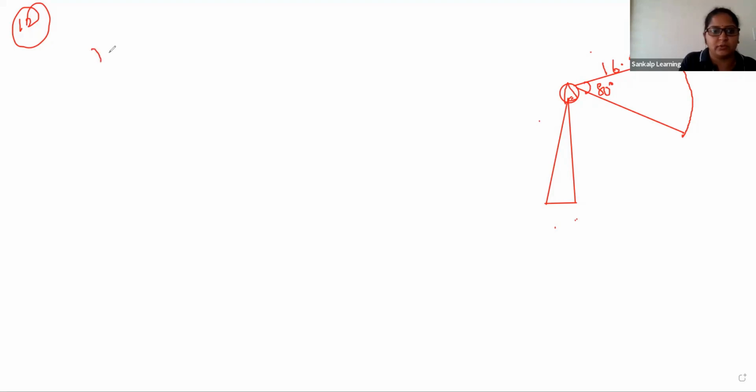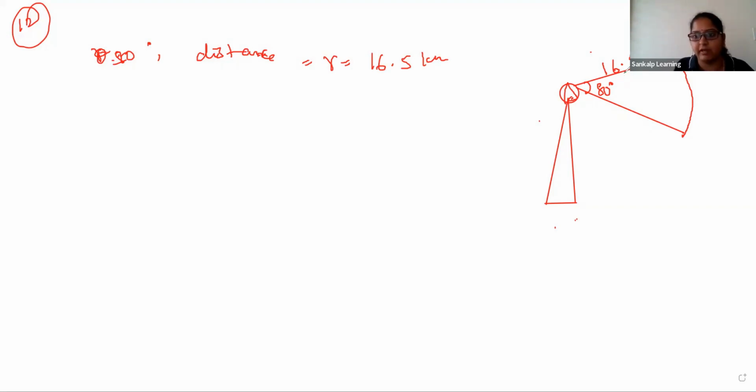So theta is given 80 degree and distance is nothing but here, that is radius, that is equal to 16.5 kilometer. So what do we have to find out? Find the area of the sea over which ships are warned. Okay, so here we have to find the area of this.